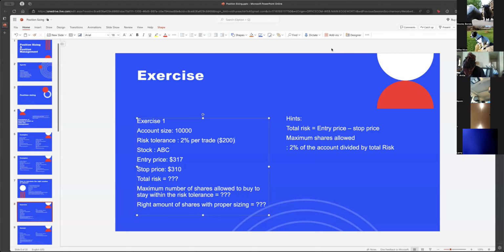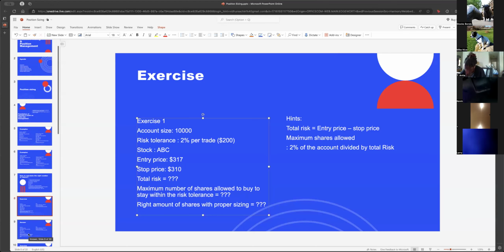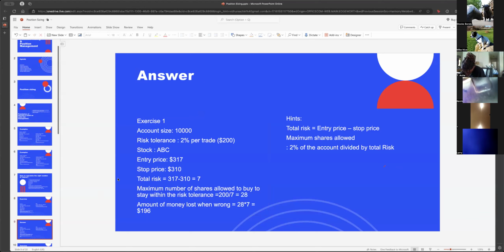So did you guys get 28 as an answer? If you did, good job. If you didn't, when we go over the answer, we're going to explain it properly. Try to get it next time in the next exercise. So now let's go over the answer.